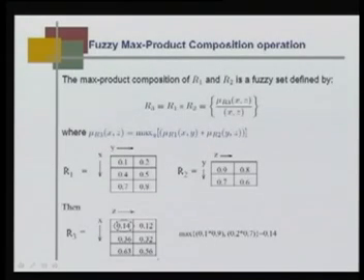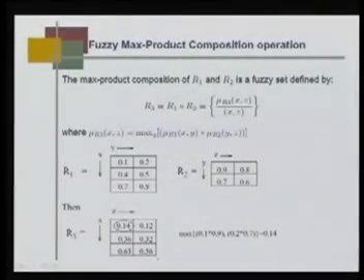Fuzzy max product composition operation. So, earlier we talked about max min, now we will talk about max product. As you know, in case of a crisp set, both max product and max min yield the same result, but in this case it will not, and that we will see now. Max product means how do we do?